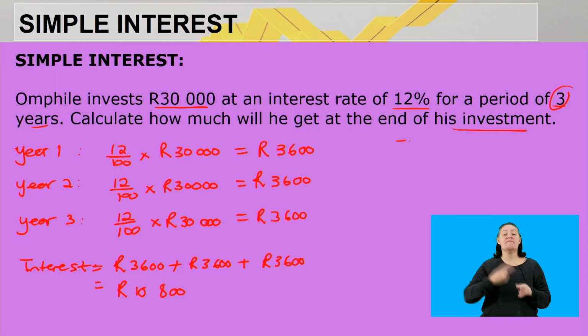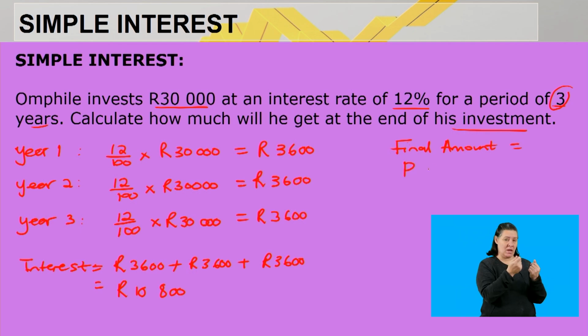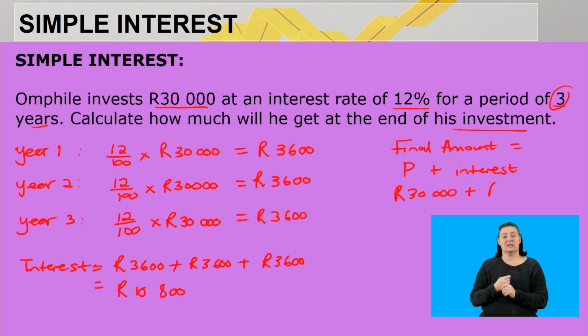But remember, we would like to know how much will he get back. Of course, he must get back his 30,000 Rand that he invested. We agree. So therefore, and I'll write it here, the final amount that he'll get back, right? What will that consist of? It will consist of the principal amount plus the interest that they earned on this investment. So what is the principal amount then? That will be your 30,000 Rand plus the interest of 10,800 Rand. So all in all, Ompile will then get back at the end 40,800 Rand. Guys, I hope that's clear to all of you.